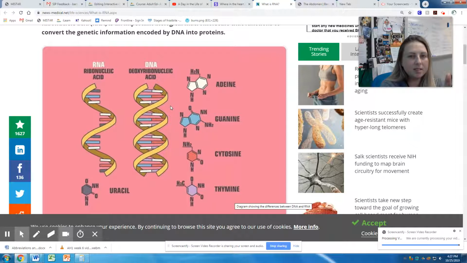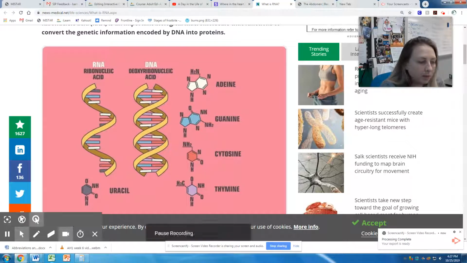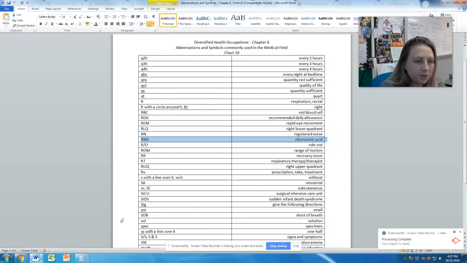So when the DNA unzips to be able to duplicate itself, and that's when the RNA comes in, uracil will pair up with thymine. So, fun fact. Okay. All right, where's this chart? There's the chart. Okay.